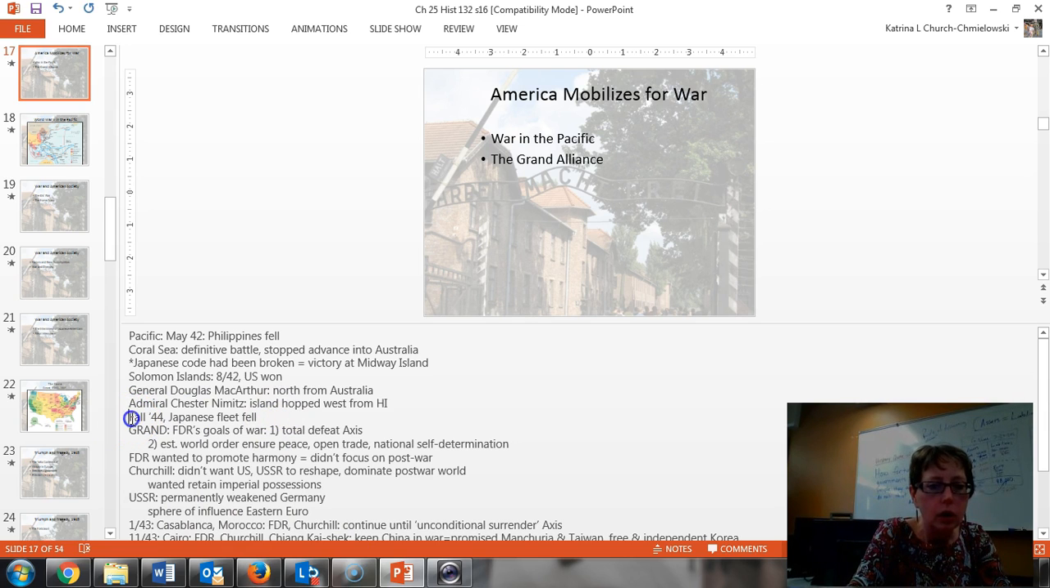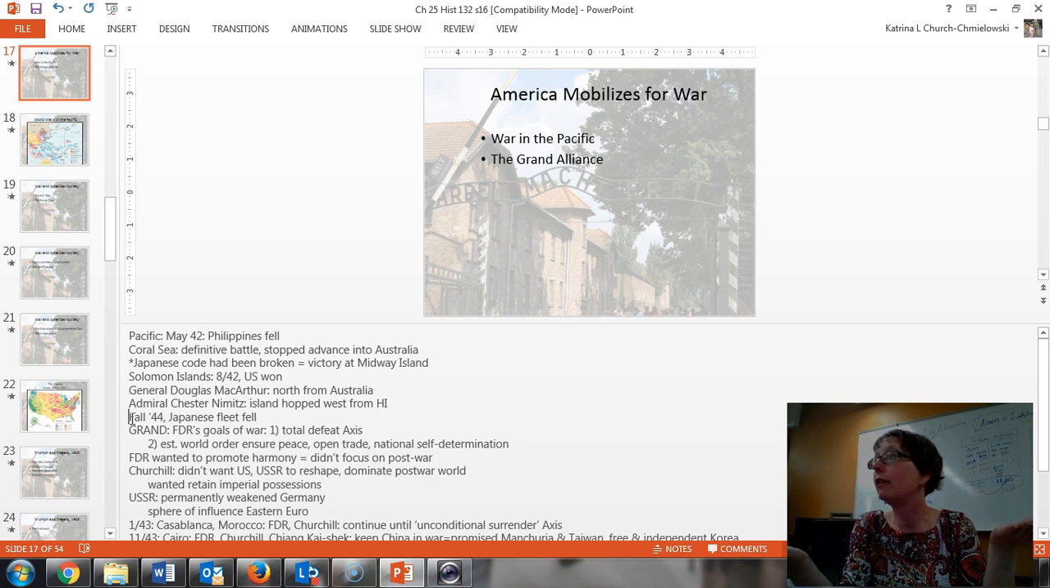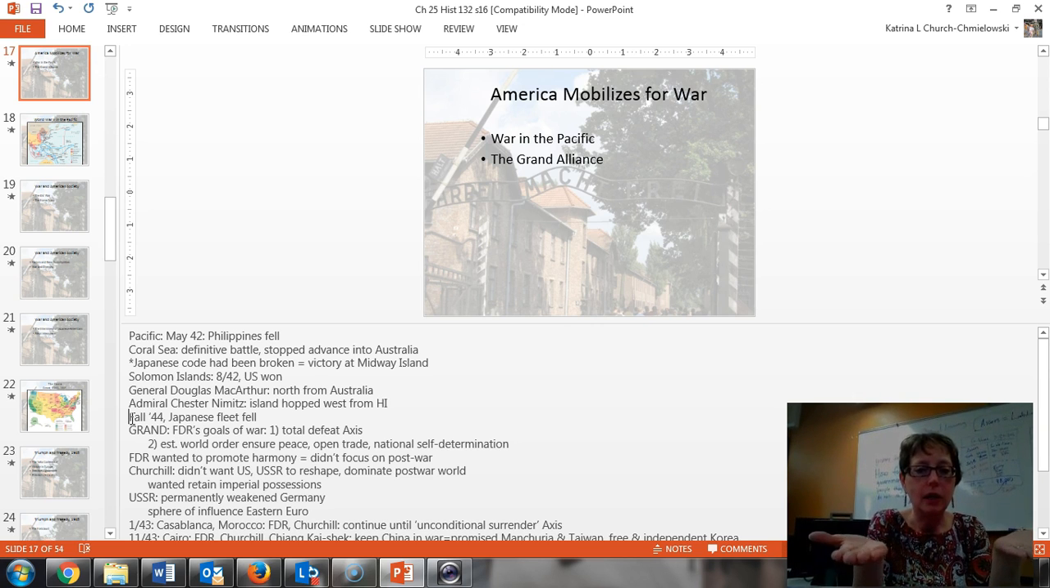And so FDR, as he's looking at the war in the Pacific, is ramping up again for it. So Germany is tapering off. His first goal of the war was really a total defeat of the Axis, right? And his other major goal was to establish a world order that actually would ensure peace, okay? Wilson had tried it, hadn't he? And some nations had signed on to it, but it didn't work. It wasn't effective. FDR wanted an effective world peace. He wanted open trade, and he wanted national self-determination.